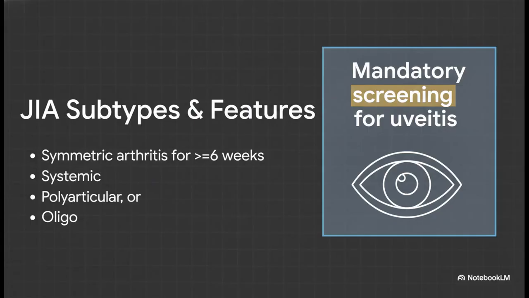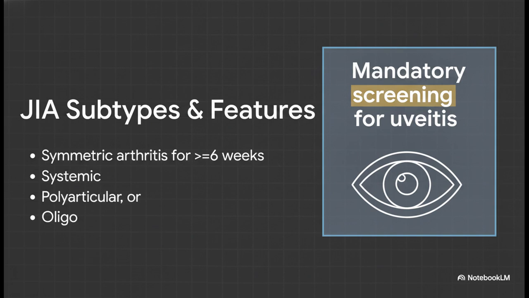But what if the pediatric joint pain is chronic, lasting at least 6 weeks? Then we're talking about juvenile idiopathic arthritis, or JIA. This can show up systemically with daily quotidian fever spikes, an evanescent rash, hepatosplenomegaly, and lymphadenopathy. Or it might be polyarticular or oligoarticular.